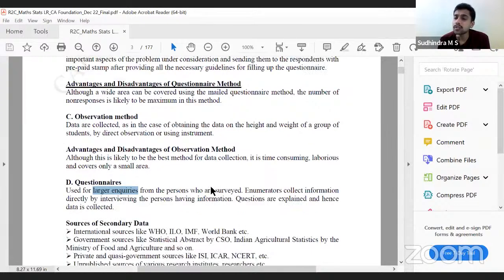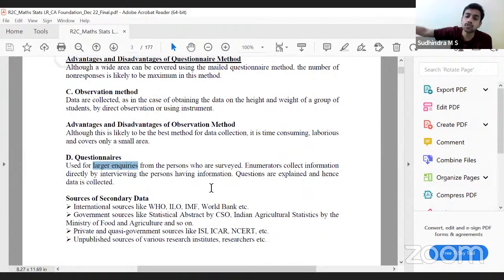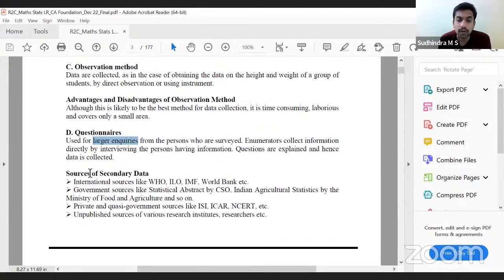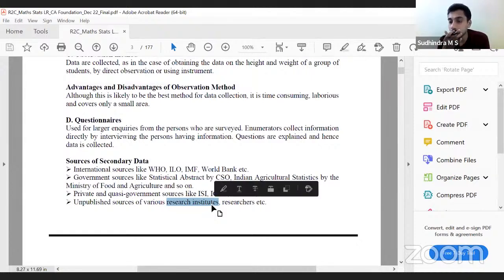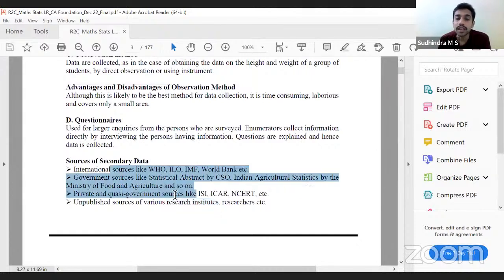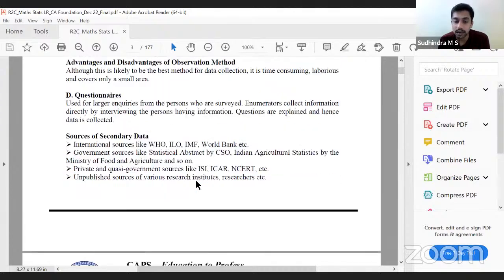Next, we have sources of secondary data. Secondary data sources can range from international sources to local unpublished sources as well, right? International sources like WHO, ILO, IMF, World Bank; government sources like government departments, the Statistical Abstract by the Central Statistical Organization, or Indian Agricultural Statistics by the Ministry of Food and Agriculture. Then we can have private and semi-government agencies like ISI, ICR, NCERT, and unpublished sources of various institutes, IITs, IIMs, etc. Unpublished data can also be relied upon. So it can be any source for the purpose of secondary data.